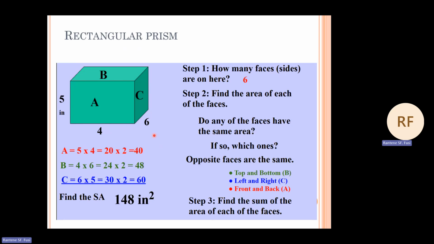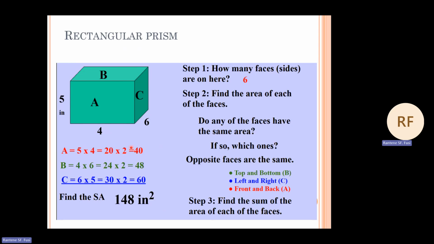Then if you look at C, it is on the right, the same as what is on the left. So you are going to multiply 6 by the length here, which is 5 inch, the same as that one. So it will be 6 multiplied by 5 is 30, multiplied by 2. If you add all of them, it will give you 148 inch squared. So you can see it's the same as what I've done previously. The only thing is that they've got different units. Very important, keep to the units.